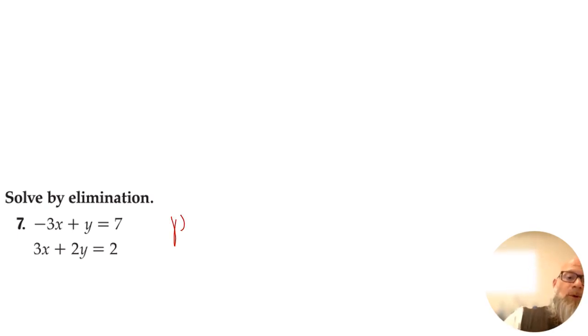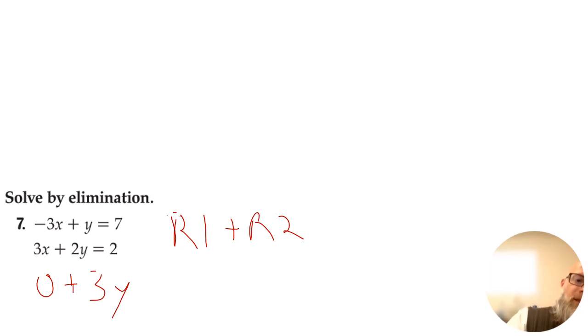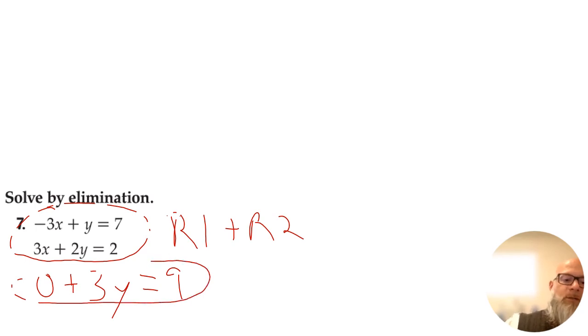What if I just take row 1 plus row 2? What do I mean by row? The first equation is called row 1. The second equation is called row 2. If I add them together, what happens? I don't know. Let's find out. What's negative 3x plus 3x? 0. What's y plus 2y? 3y. What's 7 plus 2? 9. Do you see what happened? I had two equations in two variables. Now I have one equation in one variable, which I can solve. So let's keep going with that.